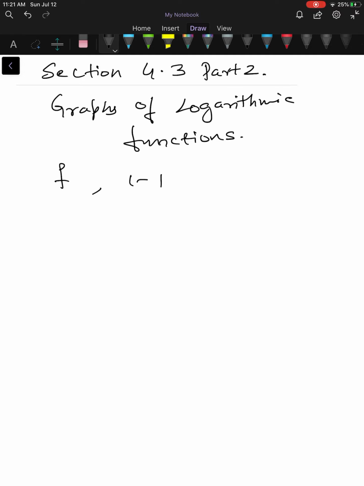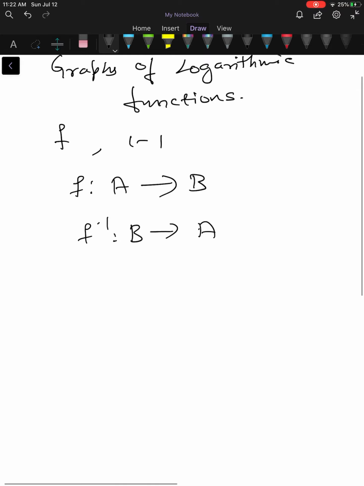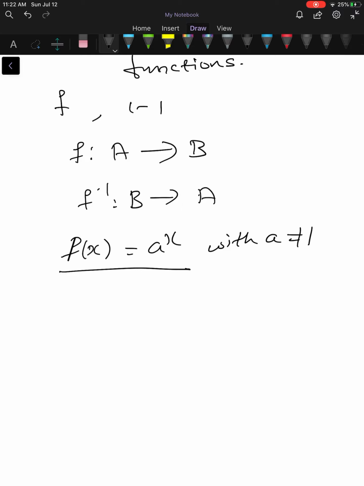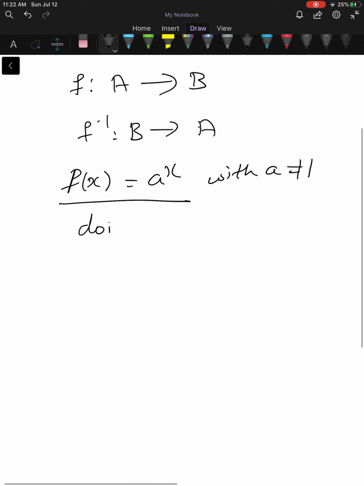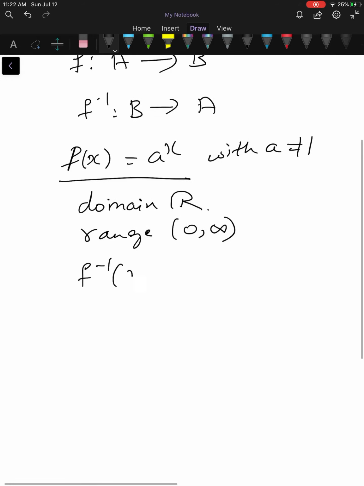We know that if f is a one-to-one function with domain A and range B, its inverse function f inverse will have domain B and range A. We also know that f of x is equal to a to the power x, an exponential function with a not equal to 1, has domain R, the set of all real numbers, and range 0 to infinity.